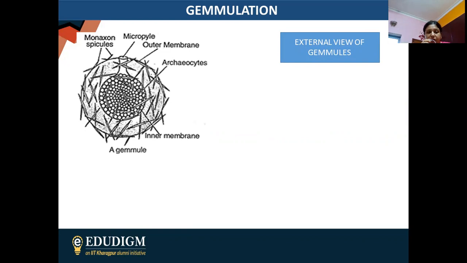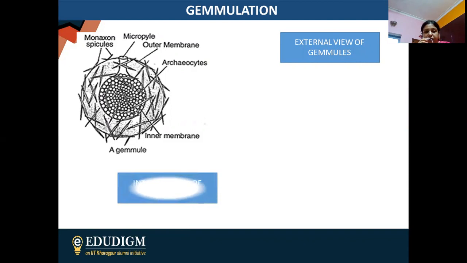A micropyle is there, which supplies oxygen and water into the inner portion. The inner portion is made up of particular cells known as archaeocytes, and the outer membrane has spicules, obviously for their own defense.